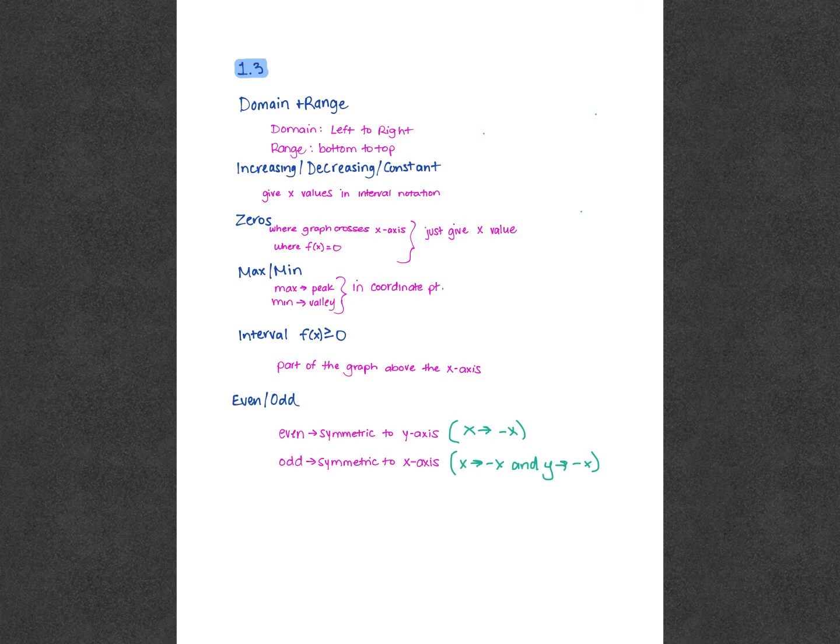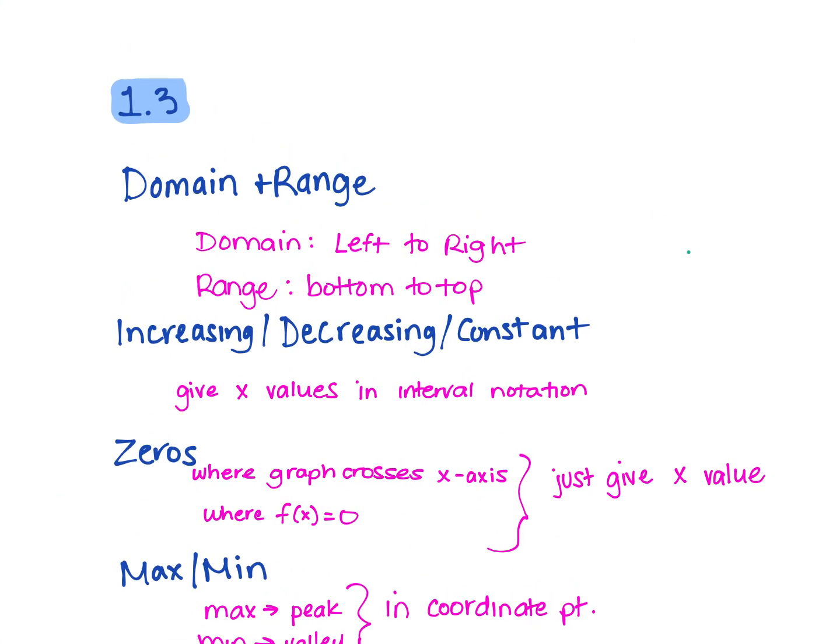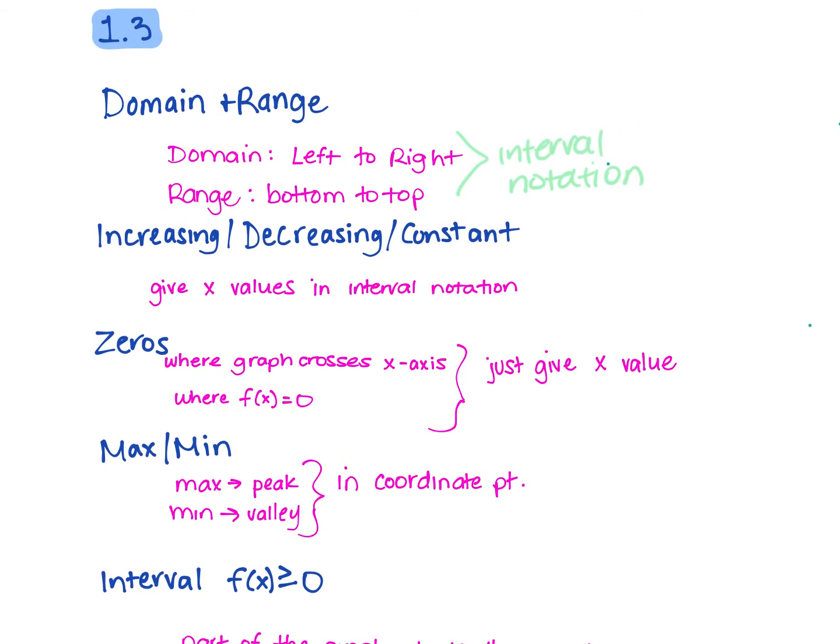All right, 1.3 was domain and range from a graph. So we go left to right from our graph on domain, range, bottom to top. This is also in interval notation. Domain and range, remember, usually you're looking for open dot, solid dot, that kind of thing. Solid dot is a bracket, open dot is a parenthesis. Increasing, decreasing, and constant. Again, interval notation, just the x values. So we're going just the x from left to right of the increasing, decreasing, and constant. Remember, most of the time it's parentheses. The only time it's not is when you start or stop constant.